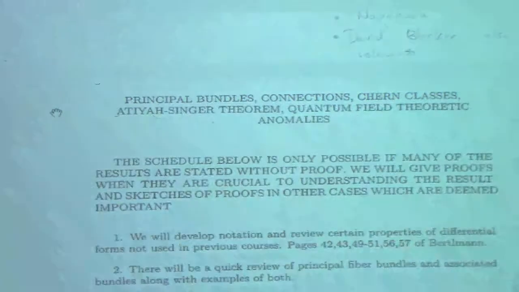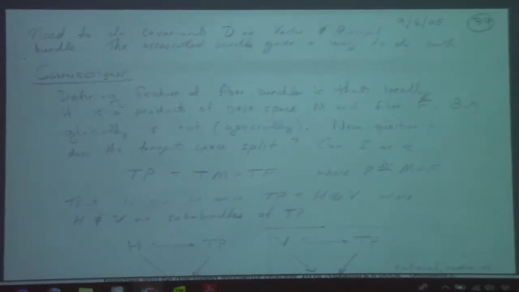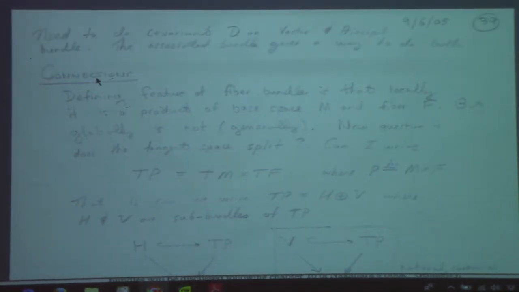Amen. All right, let me start with just telling you where you can find a copy of what we're looking at today. On my website, I mean, you could just go directly from up here, right? So it's www.supermath.info, ANOMALIS_39_91.pdf. So this is anomalies.